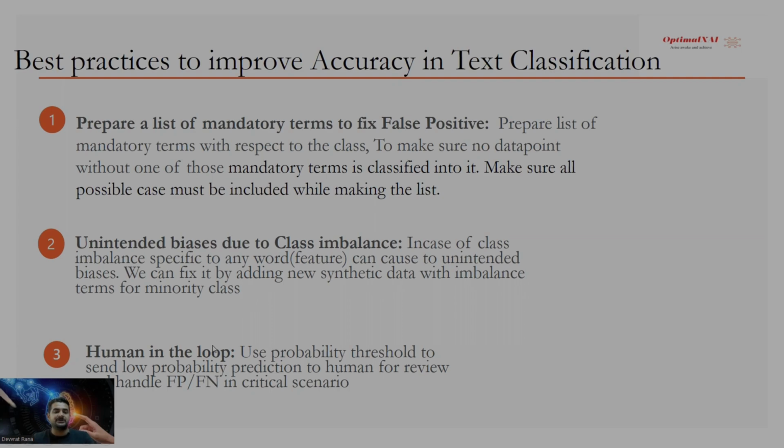The next one is human in the loop using probability thresholding. Generally, if we find a false positive or false negative, the prediction probability is low. So we set a probability threshold. If the prediction probability value is less than the threshold, then we send those predictions for human review, the human in the loop technique. Then a human can handle these false positives and false negatives in critical scenarios, for example medical diagnosis of diseases.